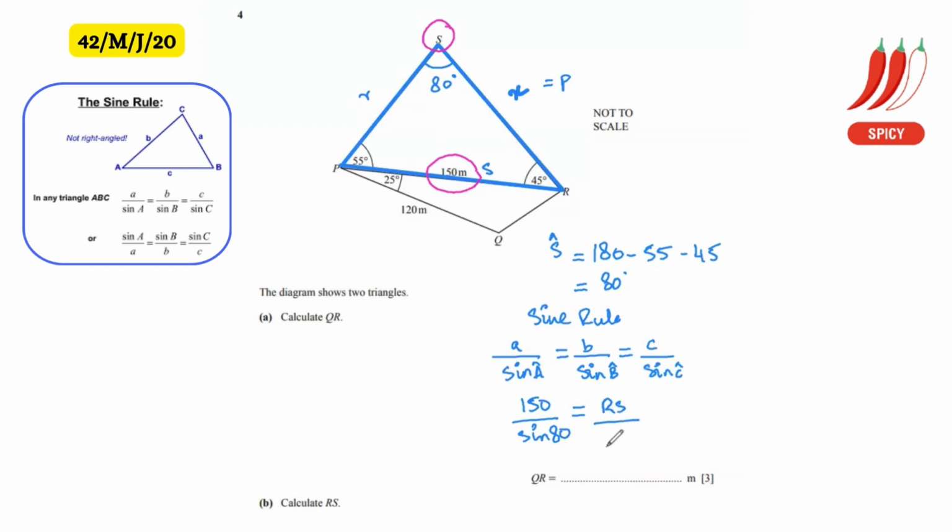RS over sine of 55. So RS would equal 150 sine of 55. We cross multiply this and it's divided by sine of 80, and that gives us 124.7 meters. That is the length of RS. So as you can see in this question, you covered both sine rule and cosine rule and the conditions in which they're applicable.